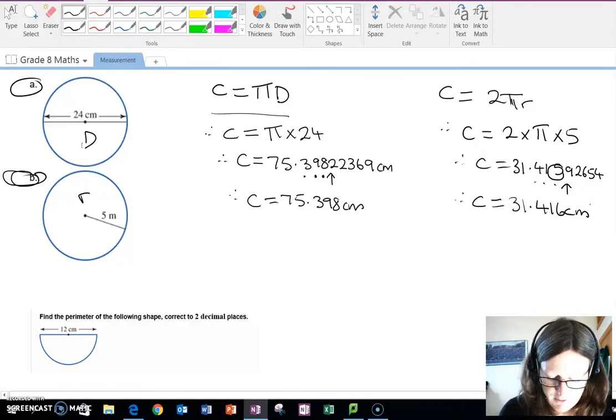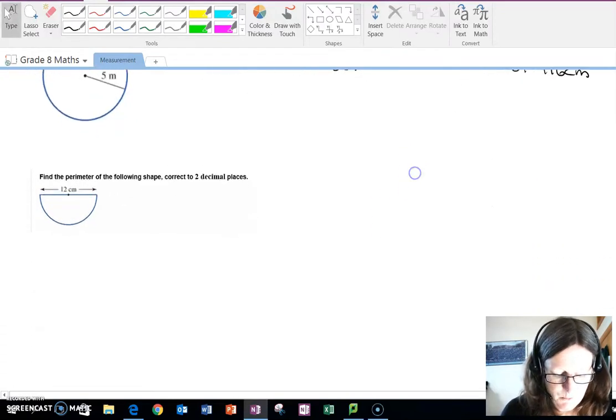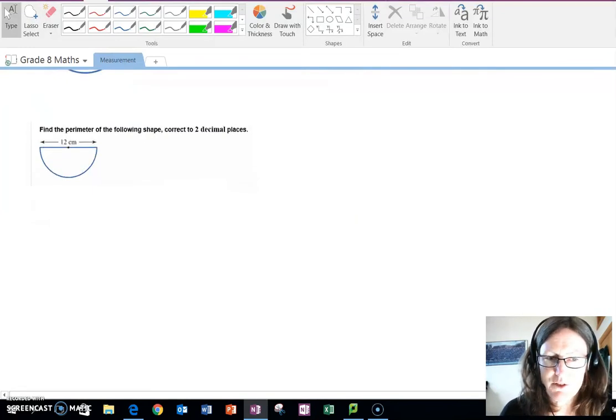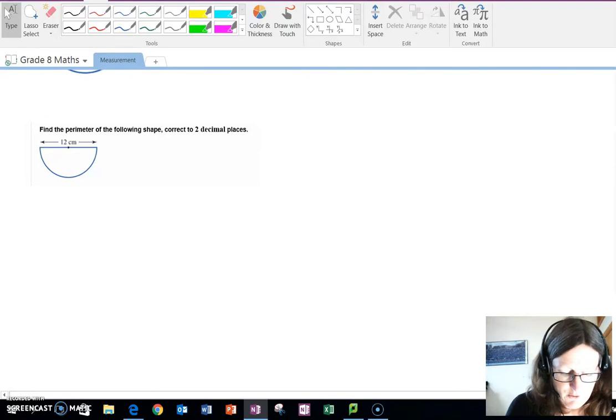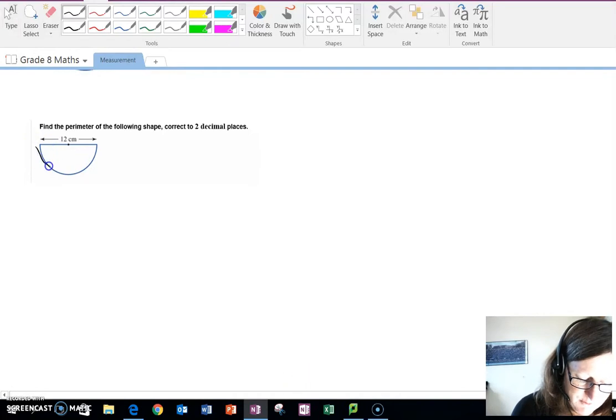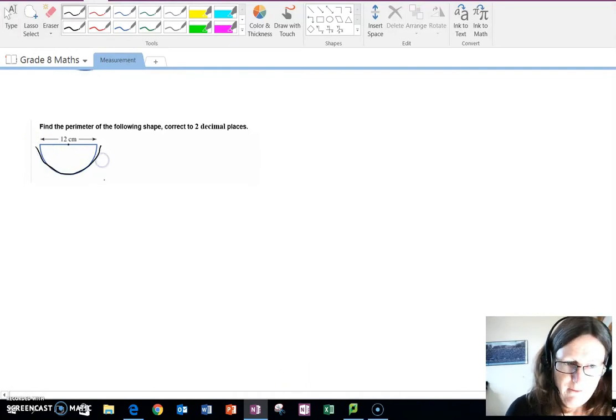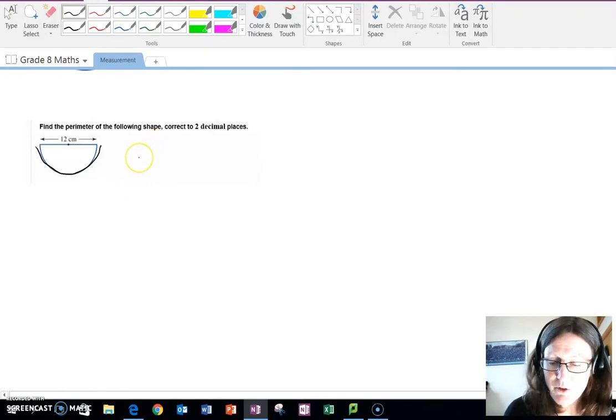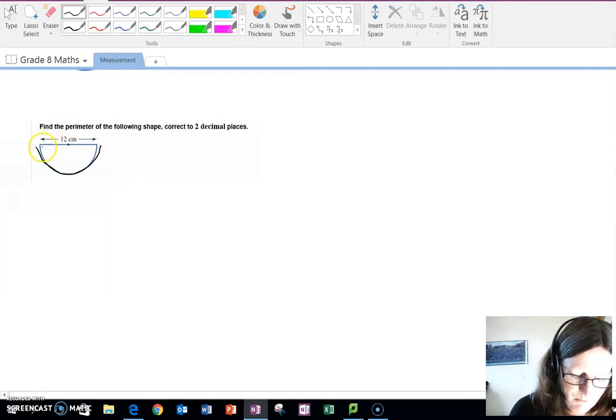Okay, looking at the next example, we're asked to find the perimeter of this shape here. This is half a circle. So what we do for this is we find this distance here, the curved bit being half a circle. We need to remember that perimeter is the total distance around the outside, so then we have to add 12 because this length here is 12.